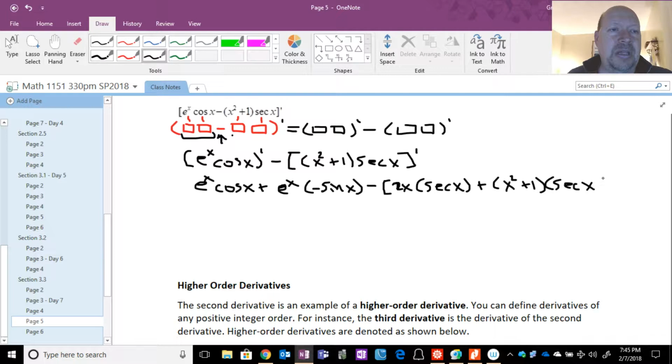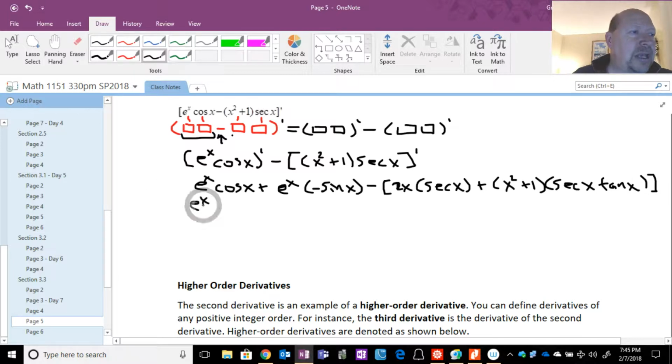Secant x tangent x. Okay. Put the bracket on there. So I can simplify a little bit here. So this is going to be e to the x cosine x. And then that negative will come out here, be negative e to the x sine x. And then before I take this negative through here, let's do some simplifying.